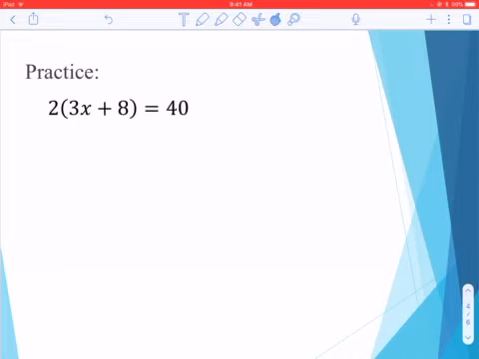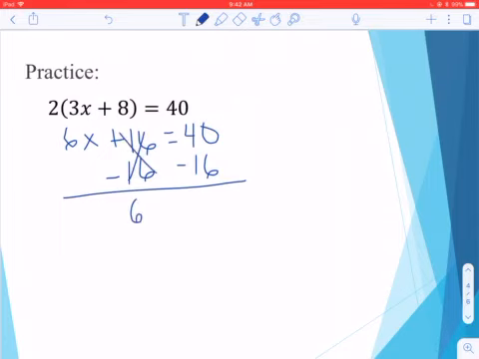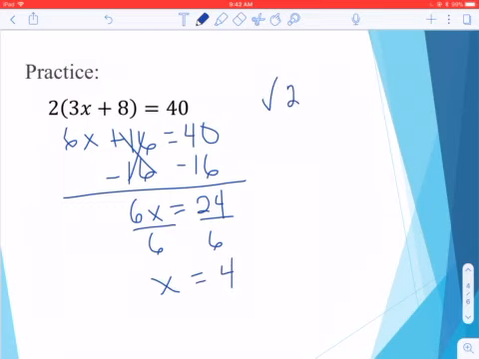So here is your first practice problem. Go ahead and figure out this problem. So first thing we need to do is distributive property. That's going to give us 6x plus 16 is equal to 40. We're going to start by subtracting 16 from both sides of the equation. We get 6x is equal to 24. Divide both sides by 6. X will equal 4.